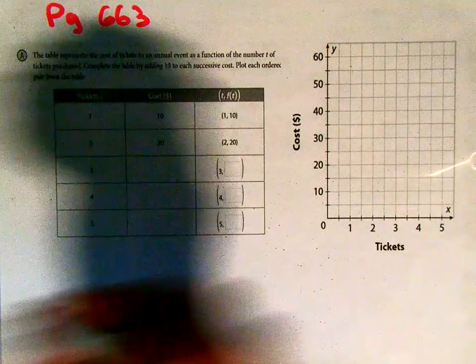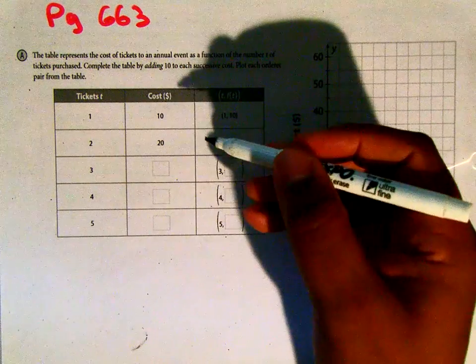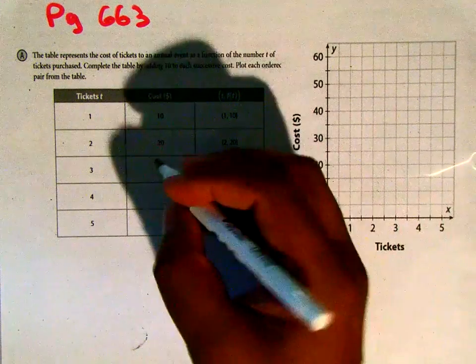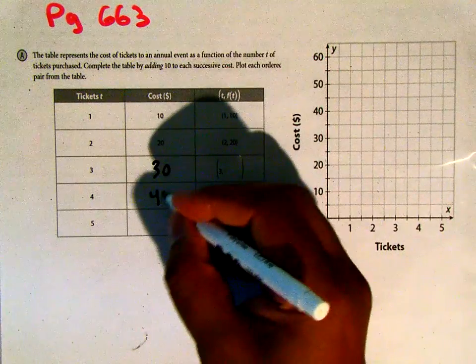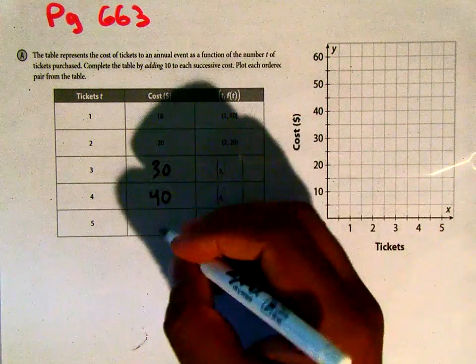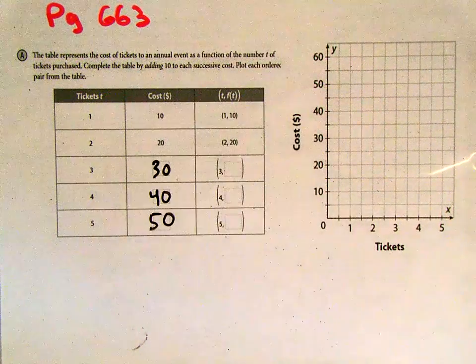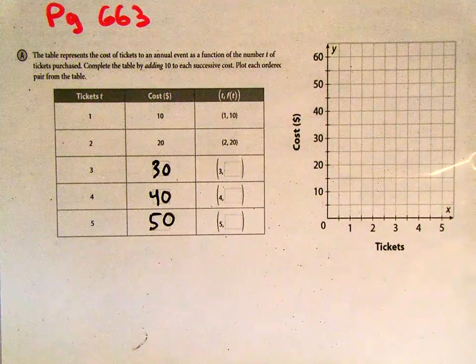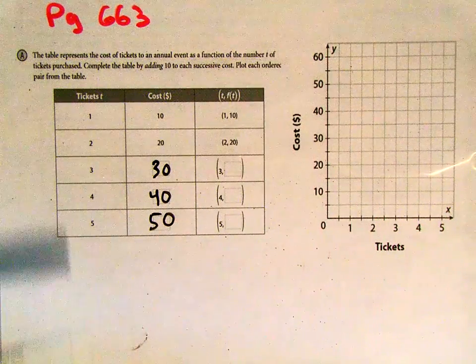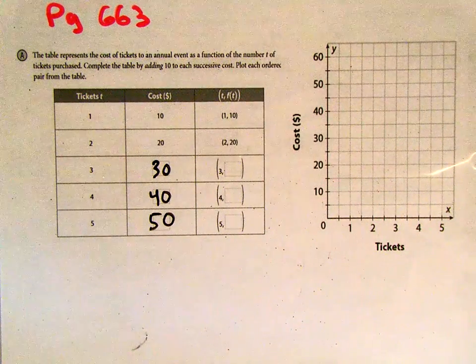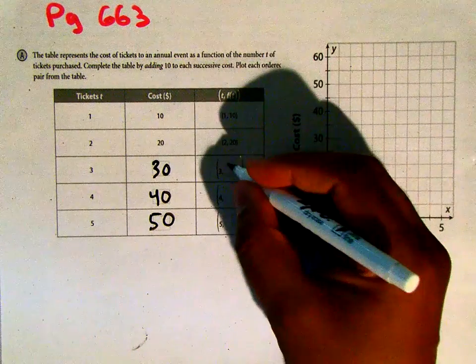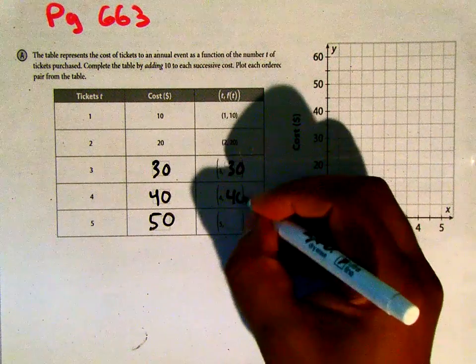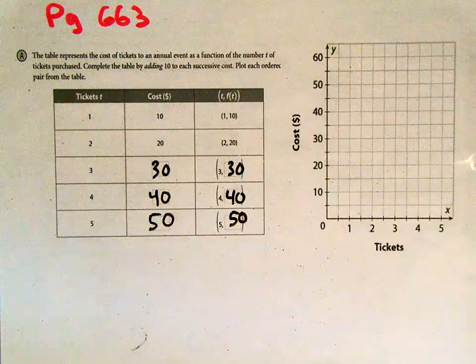So when we do that, we'll have 10 plus 10 is 20. 20 plus 10 is 30. 30 plus 10 is 40. And 40 plus 10 is 50. Okay. So this is the number of tickets, and this is the cost. And we set up the ordered pair. What goes in these boxes is the exact same number: 30, 40, and 50.